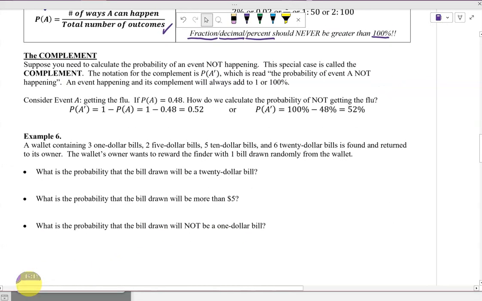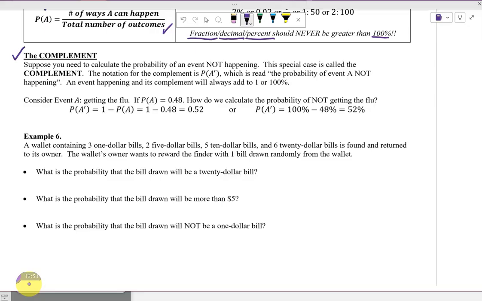Okay, the complement. So the complement of a probability event. Suppose you need to calculate the probability of an event not happening. This special case is called the complement. The notation for the complement is probability of A and then this little accent mark on the A. And it's read the probability of an event not happening. An event happening and its complement will always add to 1.